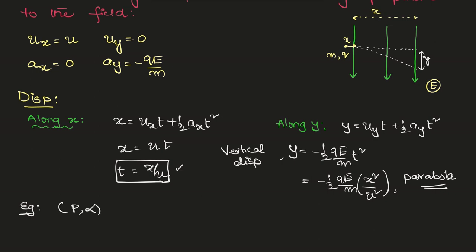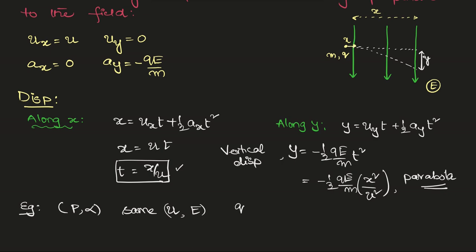A proton and an alpha particle are there. They are having the same velocity and are in the same field region, so of course the width is also the same. Which will have the greatest displacement if they are asked like this?